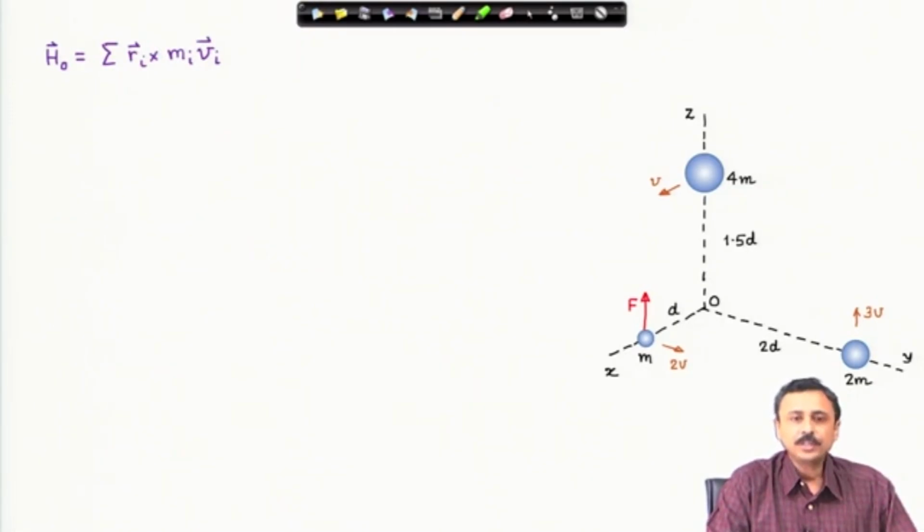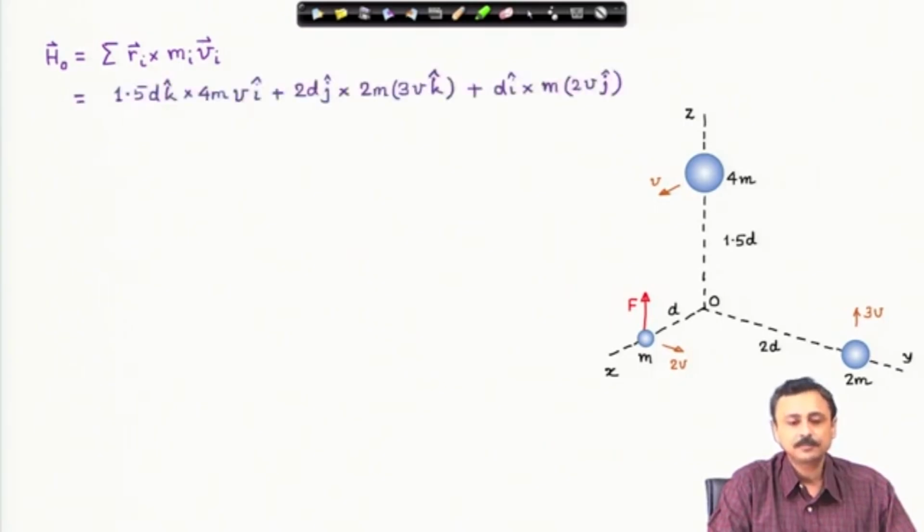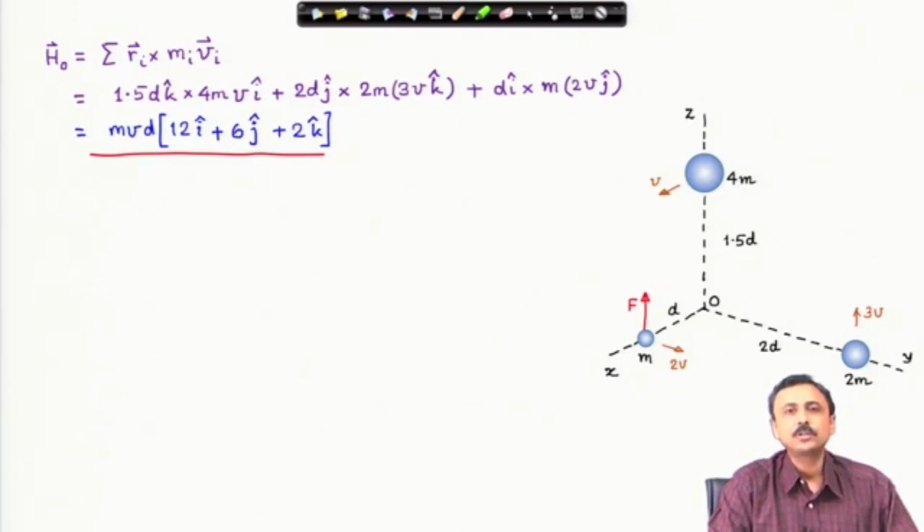Now, the angular momentum about O, which is the origin of the coordinate system, is the summation of r_i cross m_i v_i. We can plug in all these expressions. The r_i's, the position vectors of the various particles, are known, the velocities are known, and the masses are known. If you do that, then the angular momentum about the origin turns out to be this expression.